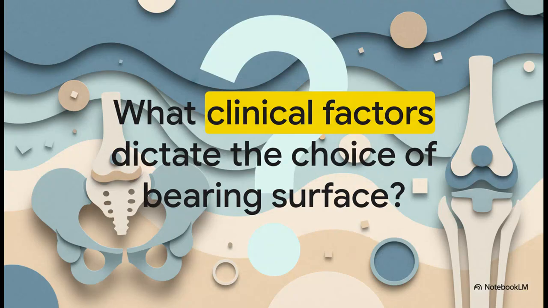And I want to leave you with a clinical question to chew on, something that really gets at the heart of surgical decision-making. When you're looking at a total hip, what factors might make a surgeon choose, say, a hard-on-hard ceramic bearing versus a more traditional metal-on-polyethylene one? Start thinking about the patient in front of you, their age, how active they are, their bone quality. That's where modern arthroplasty gets really interesting.